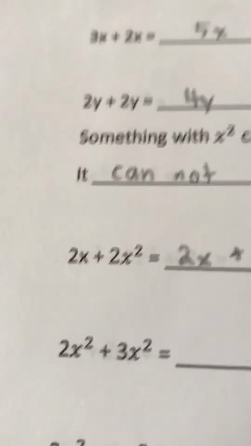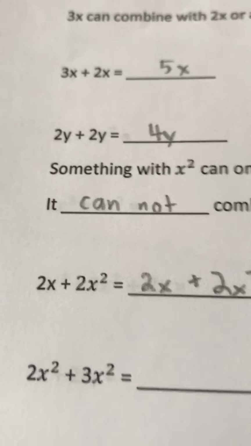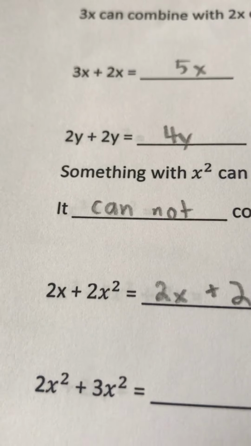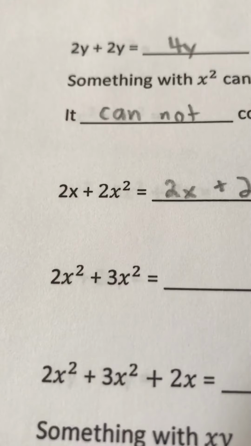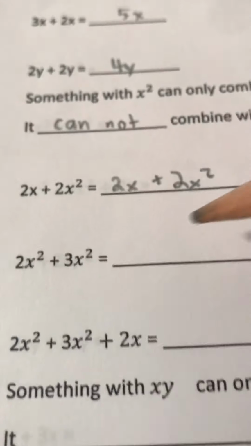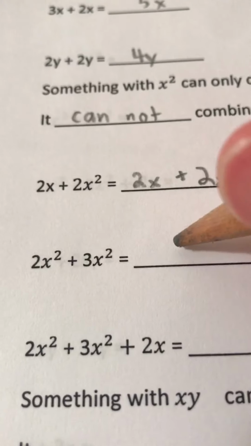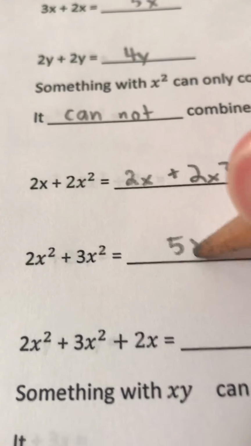You can't make this any more simple because these x's can't combine. X can't combine with x squared. They're two totally different things. But if you have 2x squared plus 3x squared, those can combine because they both have x squared. So that would be 5x squared.